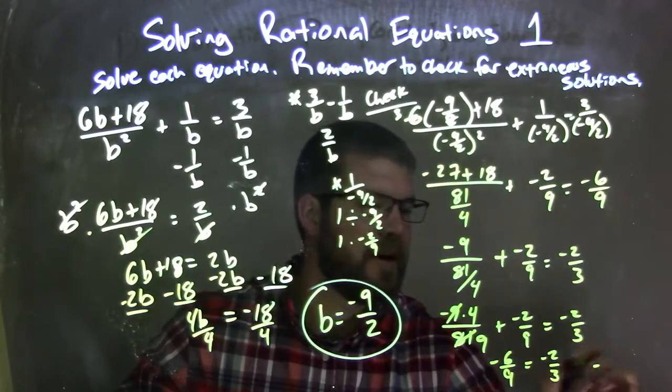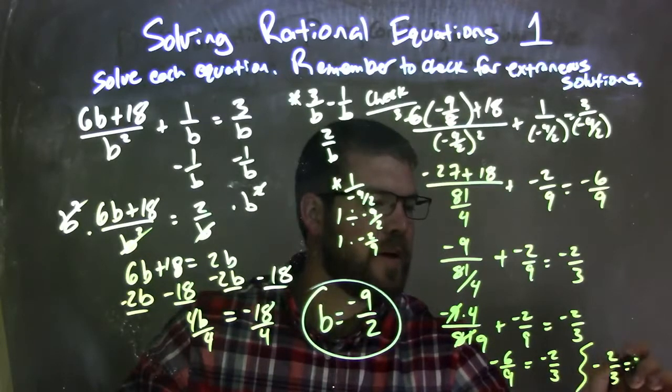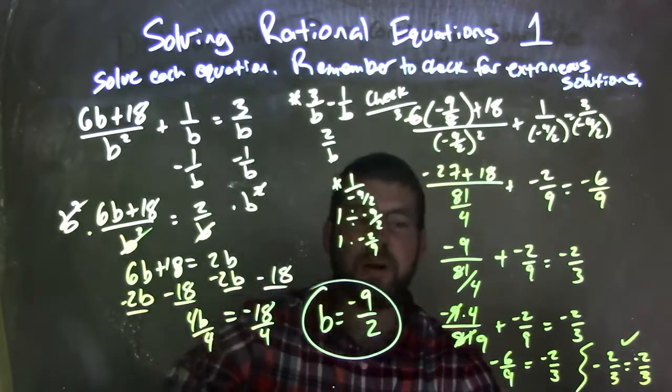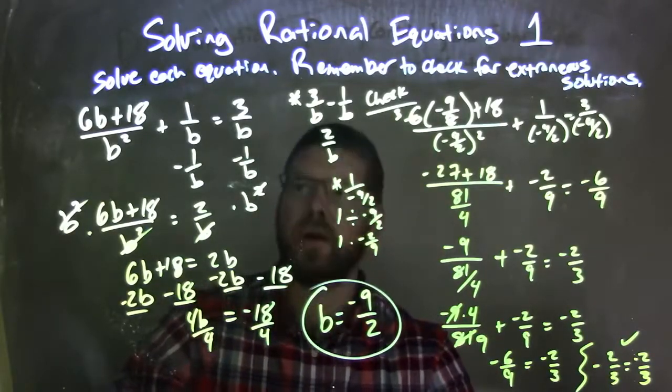So rewrite that here, negative 2/3 does equal negative 2/3 if it fits on the page. Hopefully, fantastic. It does. Great. And so our left and right hand side are equal. And so we confirm our final answer, which is b equals a negative 9/2.